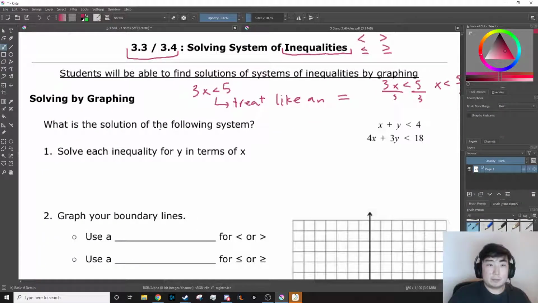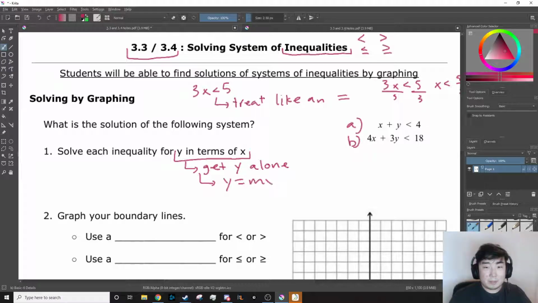Solving by graphing. Which is the solution of the following systems of these two? So I'm going to label that A and B. Solve each inequality for y in terms of x. What this is pretty much saying right here is get y alone. And what this looks like is y equals mx plus b.